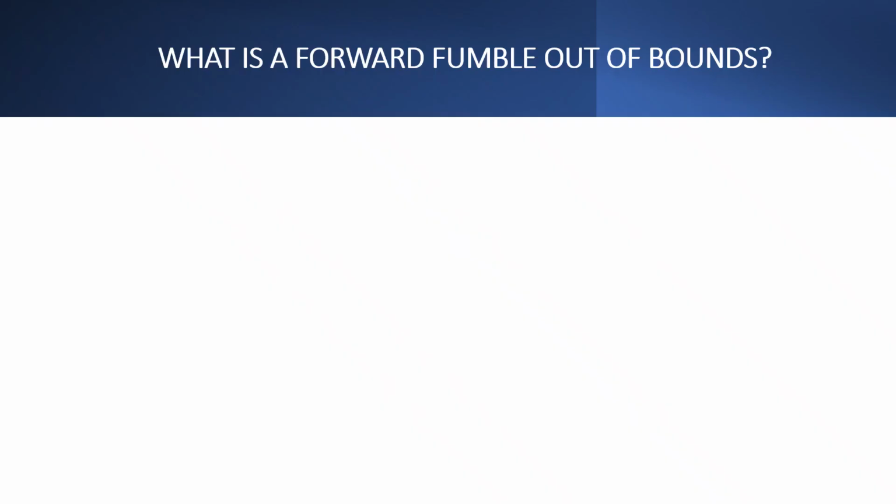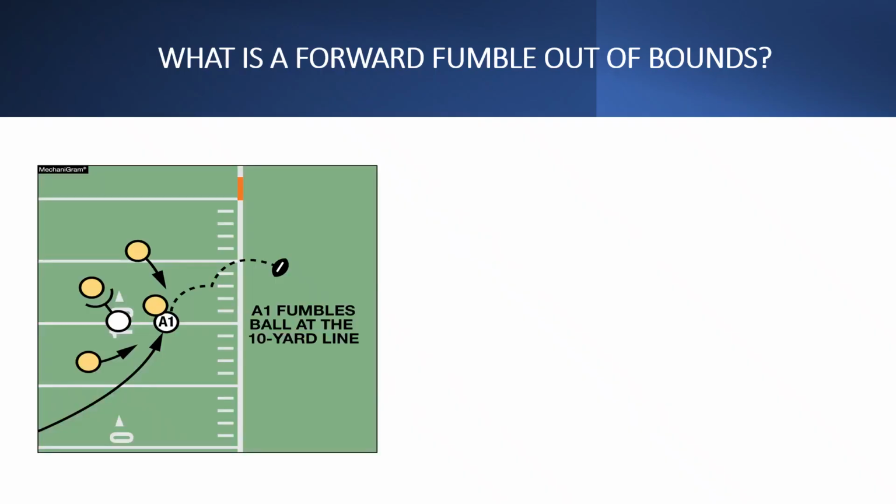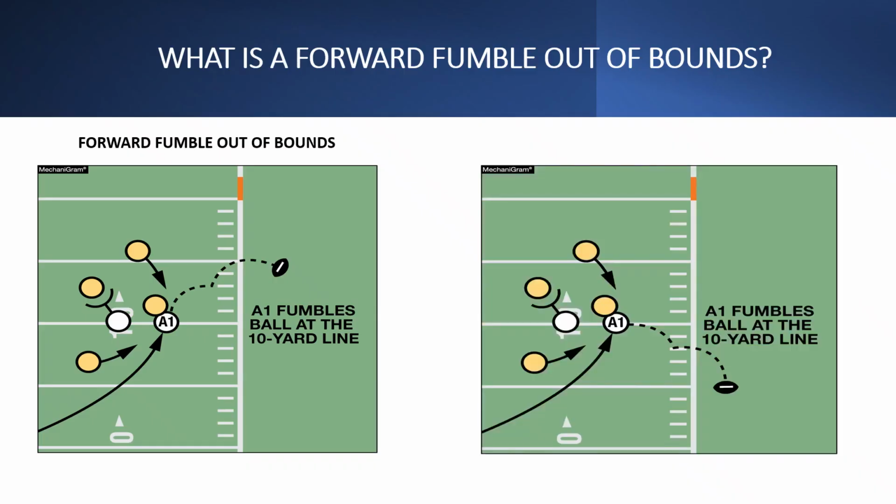Let's take a look at some diagrams to discuss that point. Here we have a runner who is hit at the B10 and fumbles, and the ball goes out of bounds at the B5. This is a forward fumble out of bounds because the out of bounds spot is beyond the spot of the fumble. In this diagram, the runner is hit at the B10, but the ball goes out of bounds at the B12. This is a backward fumble out of bounds because the out of bounds spot is behind the spot of the fumble. For this backward fumble out of bounds, the forward fumble rule does not apply.